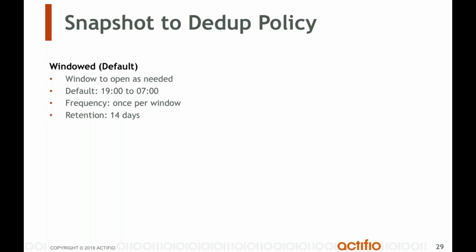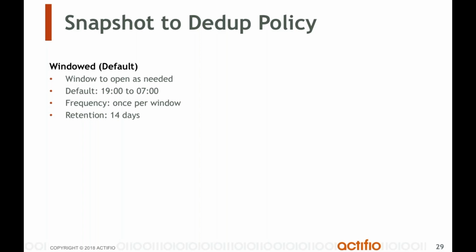And that's typically, you want the time frame, the windows in many of the policies to be the same. I want events to take place. The reason for that is I want the deduplication to take place as soon as possible after the snapshot is taken. So having the window set for the same hours of operation assures that that's going to happen. The frequency, once per window, and the retention period is defaulted for 14 days.